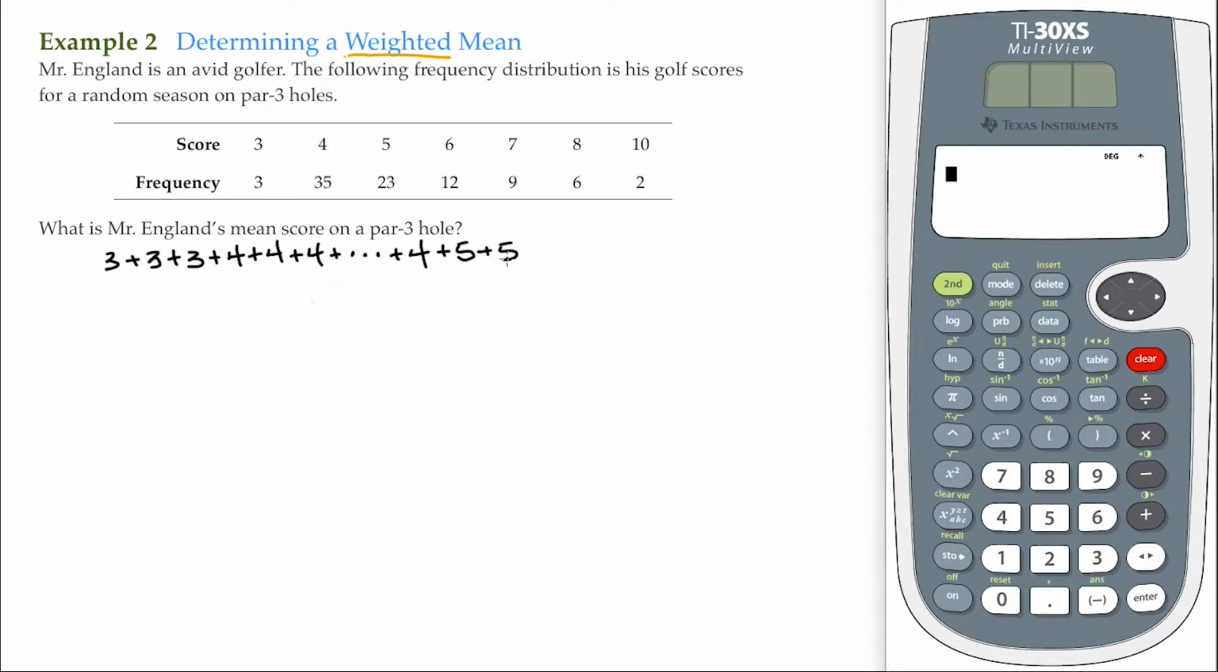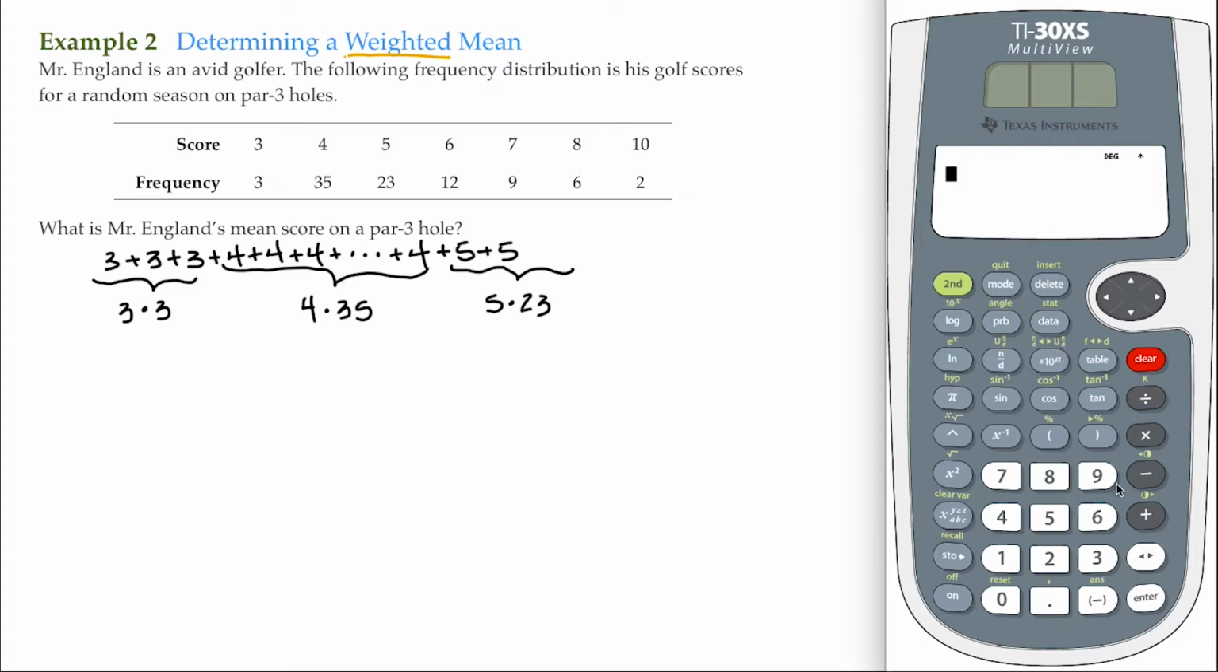Well, the idea of a weighted mean is that this multiple here tells us how many times it came up. So rather than doing 3 plus 3 plus 3, we just do this. He shot a 3 times. And he shot a 4 35 times. So rather than have to put in the individual data values, we could just go ahead and put in the data value plus its weight, and its weight is how often it occurred. This one would be a 5, and it came up 23 times. So that's exactly how we're going to enter it into our calculator here.